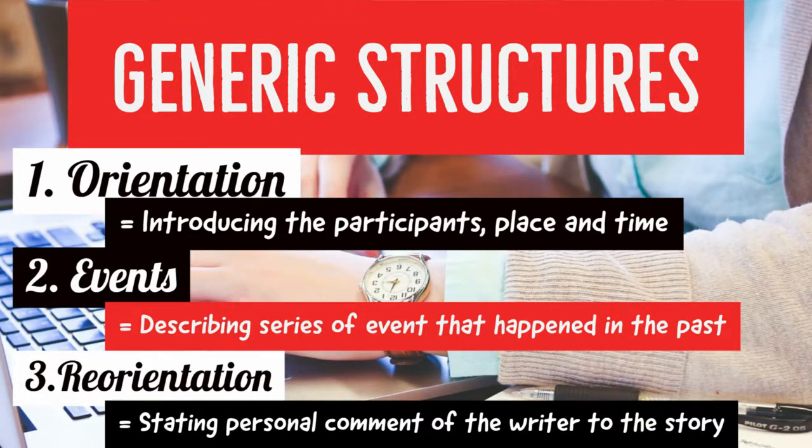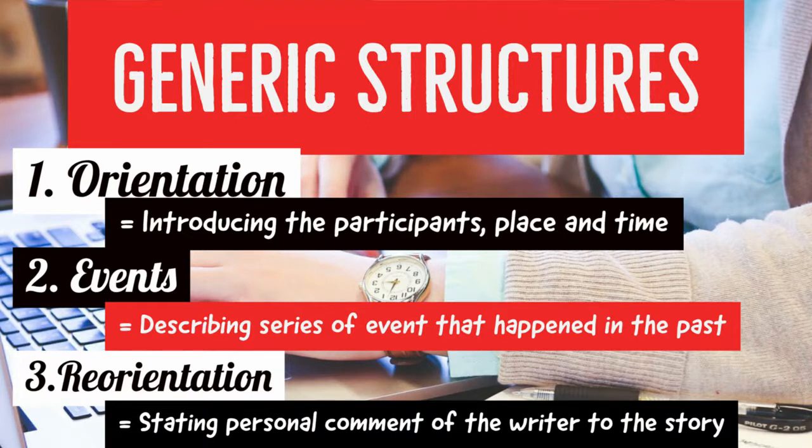And now, let's move on to discuss the generic structure of recount text. There are three generic structures of recount text. First is orientation, second is events, and the third is reorientation. Orientation is introducing the participants, place and time. It means explaining who, where, and when the activity happened.